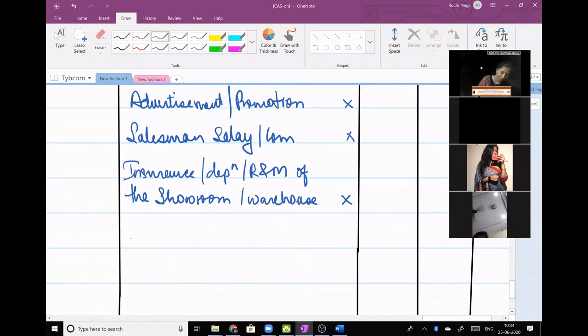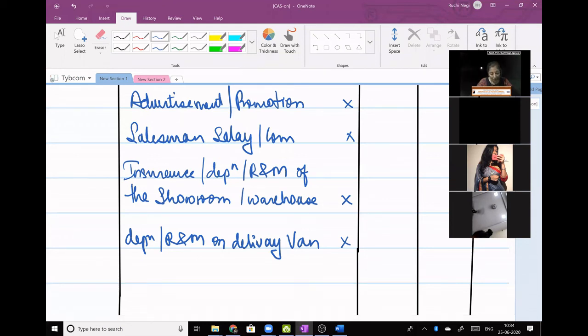Then depreciation or repairs and maintenance on delivery vans. Delivery van is an asset, okay? But this asset is used for what purpose? For the purpose of giving away your goods to the customer. So depreciation, repairs and maintenance on delivery van is selling and distribution overheads.